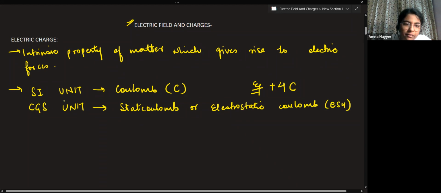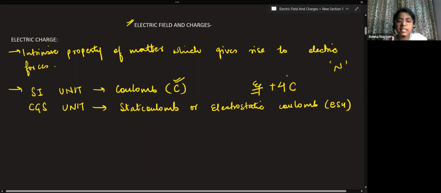But whenever we have to write it in SI unit form, we don't write coulomb completely, we represent it through C. If you remember, the way we write force as Newton, we never write Newton completely, we write N. So similarly, we have C for coulomb.